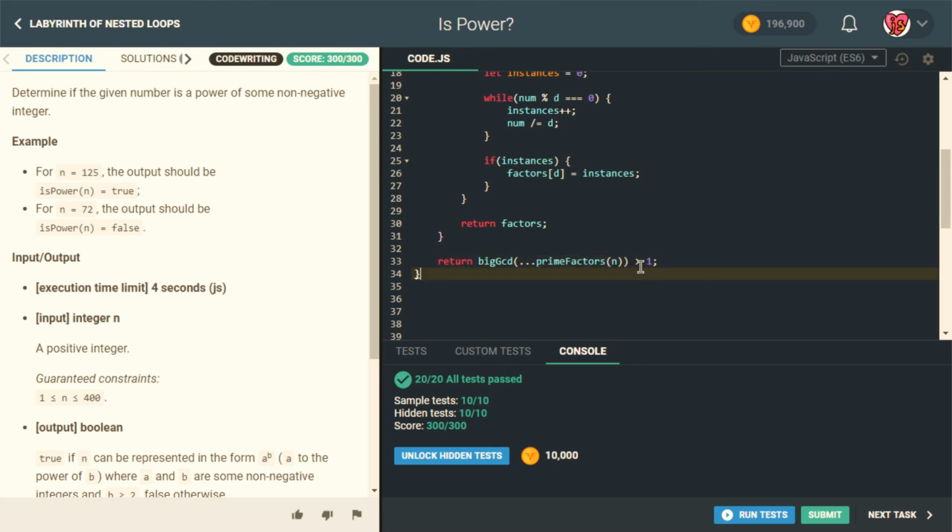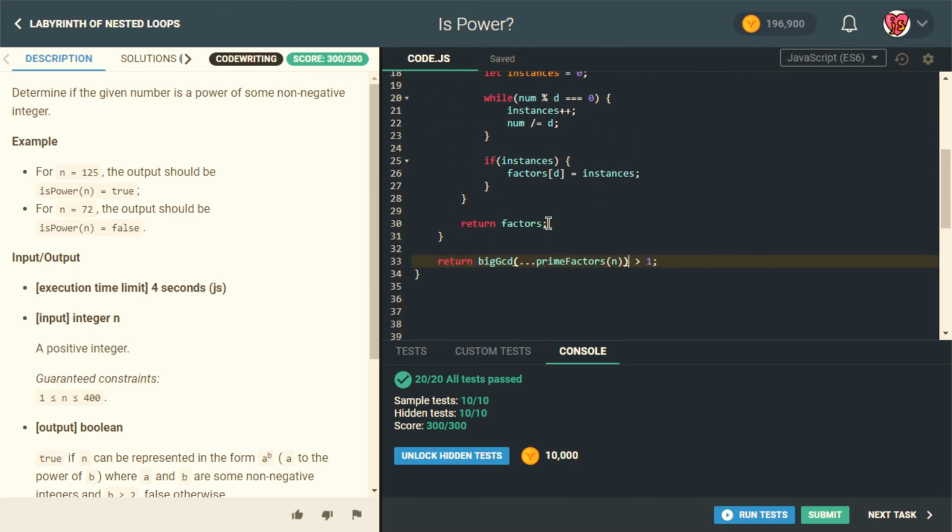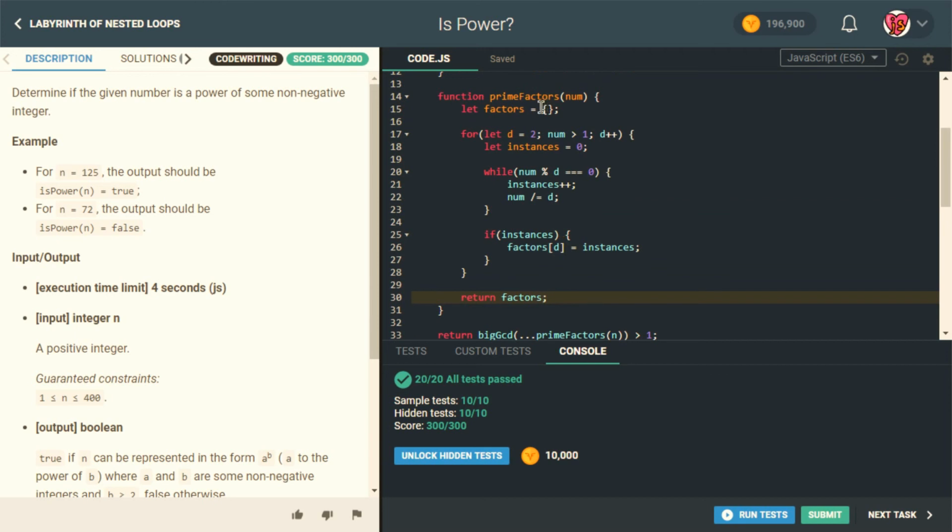Why bother with finding the Object.values of this thing? If we only want the values, let's just return the values. So let's just make this an array, back to an array. We started with an array, so we're going to move it back to an array. And instead of factors at d being instances, we'll just say factors.push(instances). Is that going to work? Because basically it's only going to put them in there if there's at least one of them.